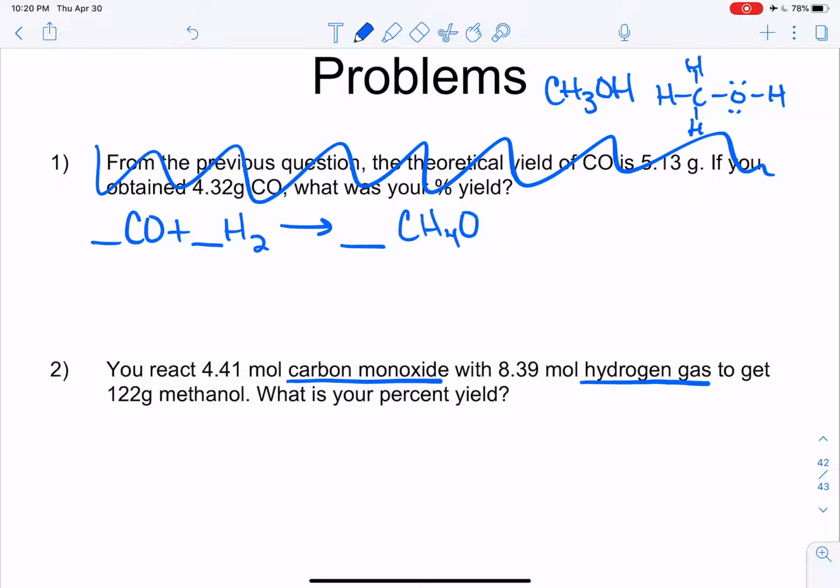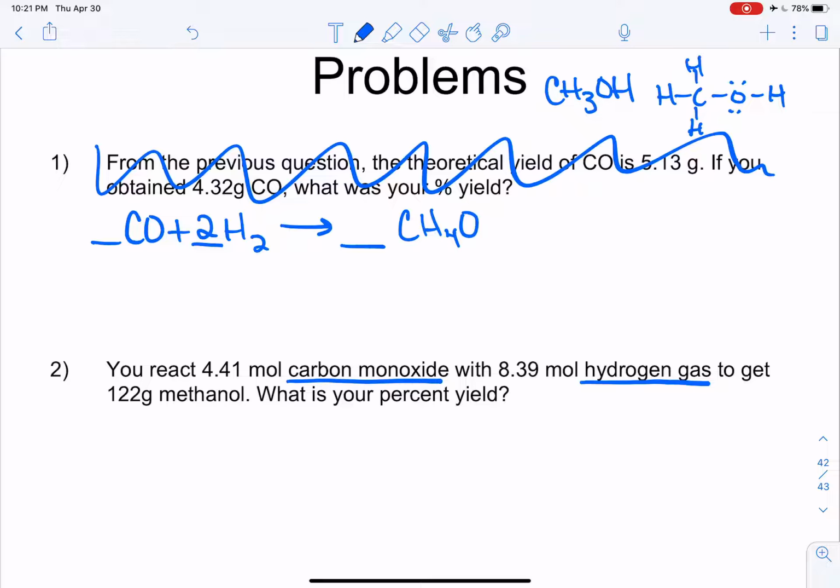Okay, so back to balancing this equation. We've got 1 carbon on each side. We have 2 hydrogens on the reactant side and 4 on the product side, so we need what coefficient in front of H2? A 2. So now we have 4 hydrogens on each side, and we move on to oxygen. Are our oxygens balanced? Yes.